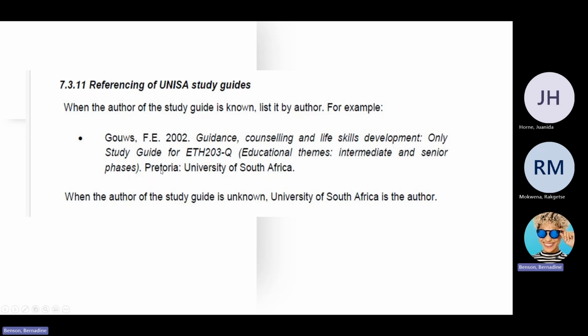I see these two are changed around. It should be, no, it's right. Pretoria is the place of publication, colon, space, and University of South Africa is the author. When the author of a study guide is unknown, it's important. The University of South Africa then becomes the author. We're going to talk a little bit later about an institutional author.